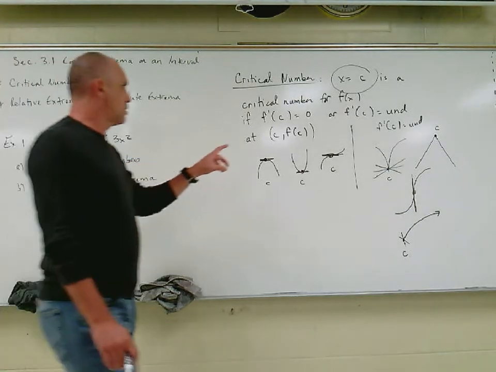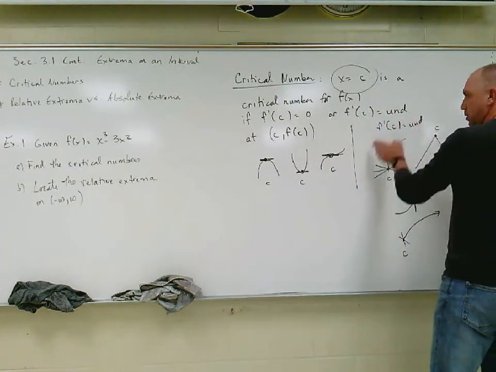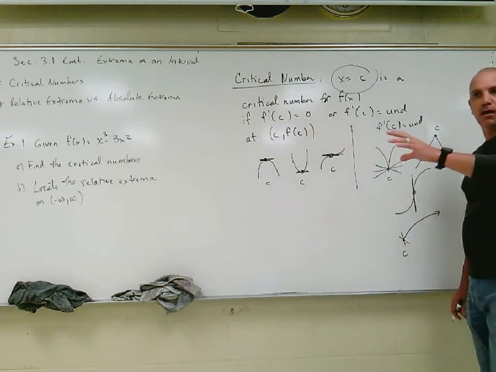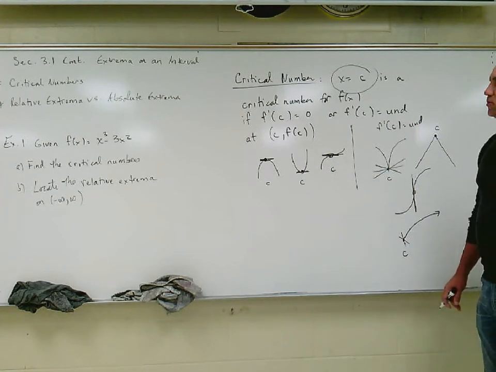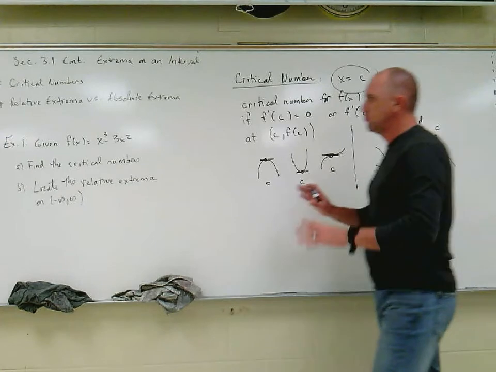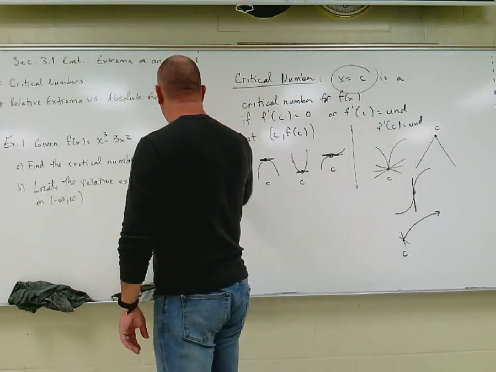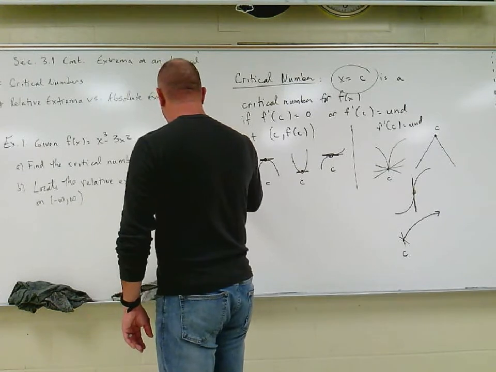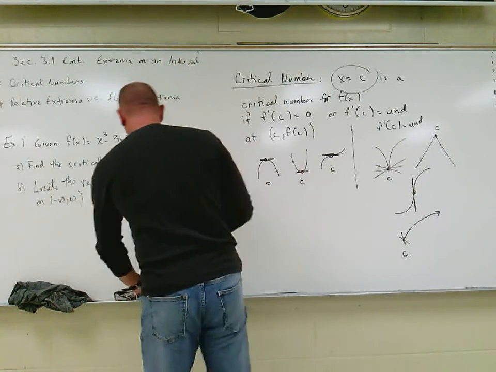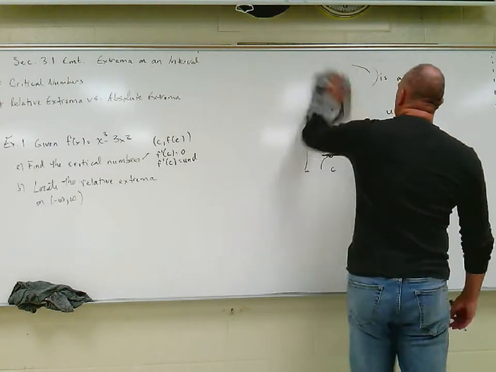One thing I want to make sure we're clear on is that you have to have that c, you have to have that point. I mean, there has to be a point on there. It can't be like at a vertical asymptote where there's no point. All right, so I'm going to erase critical numbers. So basically, we just have to have the point c, f of c, and either f prime of c is 0 or f prime of c is undefined when we do critical numbers, okay? So we'll get to that. Now, let's look at this first example.